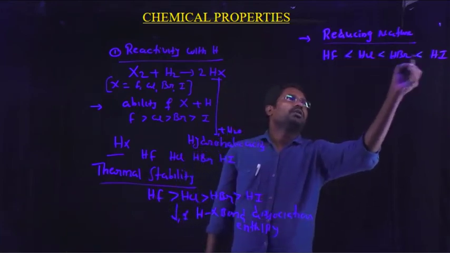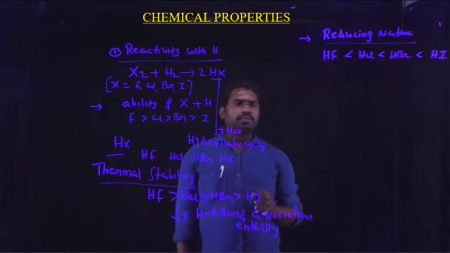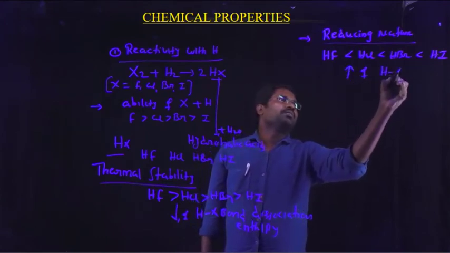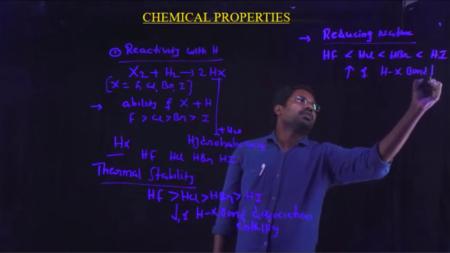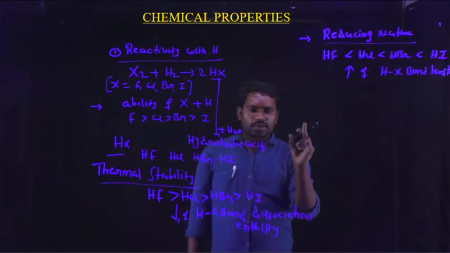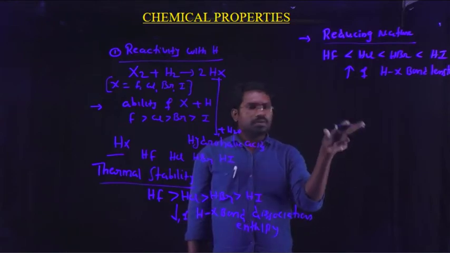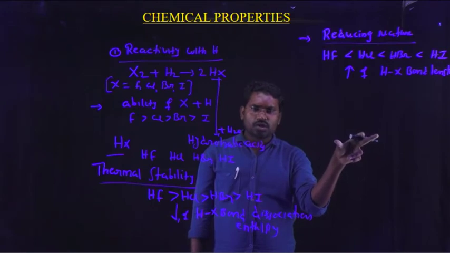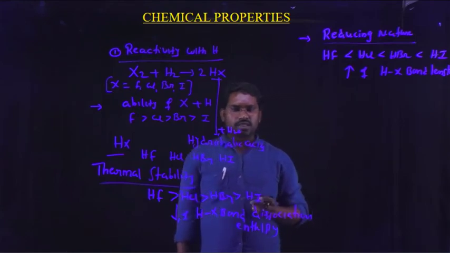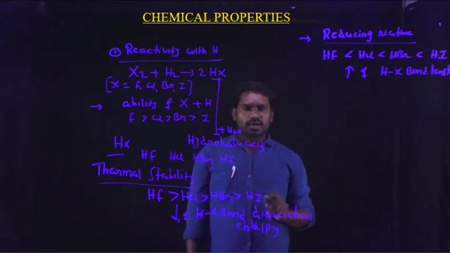Why does the reducing character of hydrogen halides increase from HF to HI? It is because of the increase in HX bond length. Is it clear? From fluorine to iodine, atomic number increases. If atomic number increases, atomic size also increases. That means the bond length is very large. Therefore, from fluorine to iodine, atomic size increases, the HX bond length also increases, and therefore the reducing nature of the halides increases.